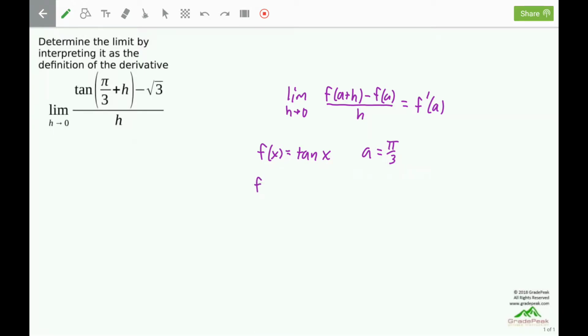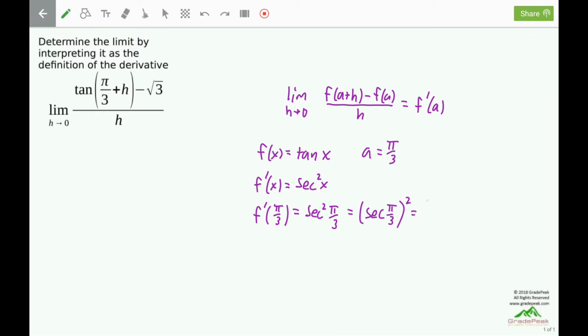So we're going to take the derivative of f of x, which will give us f prime of x. And the derivative of tangent is secant squared. And now I can evaluate this at the a value of pi over 3, which will give us secant squared of pi over 3. Secant squared means to work out the secant first and then square the result. So this is the same thing as secant of pi over 3 and then quantity squared.